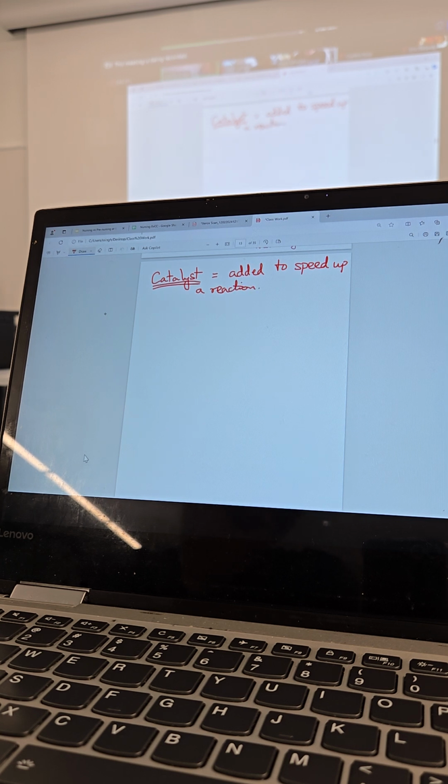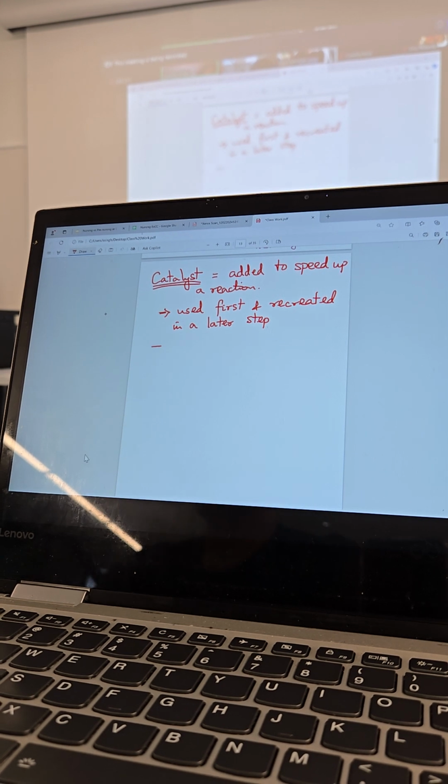And the difference between an intermediate and a catalyst is that a catalyst will be used first and recreated in a subsequent step of the mechanism. An intermediate is created first and then used. A catalyst is used first and then created again, so it cancels out. It goes in and it comes out, theoretically unchanged. Does everybody understand that?